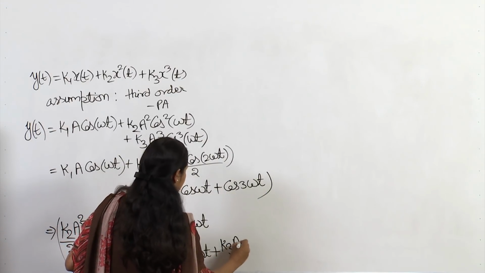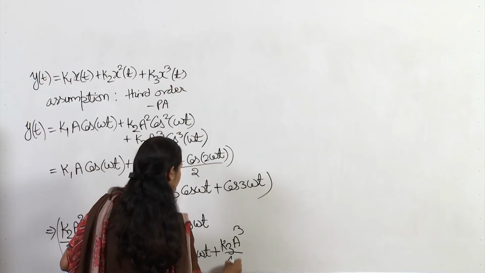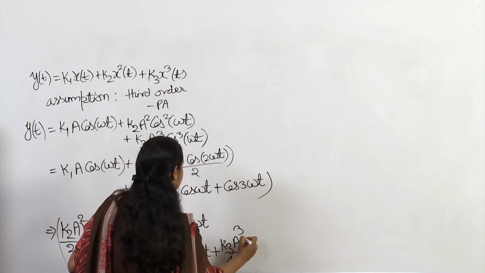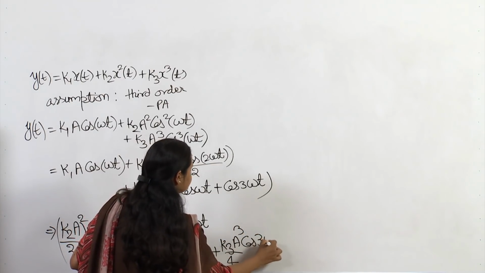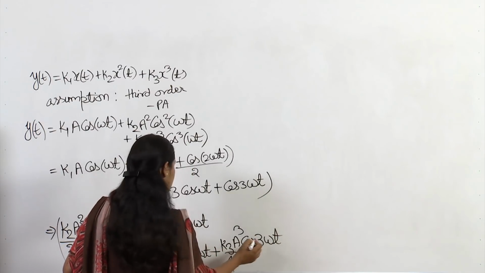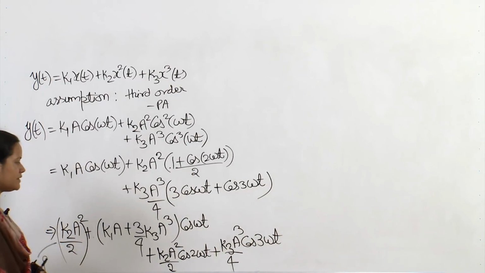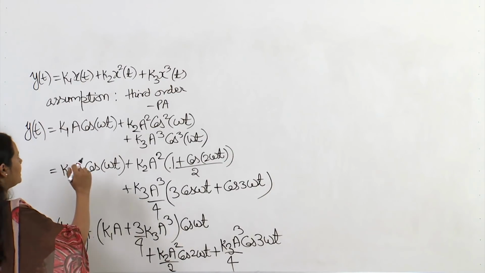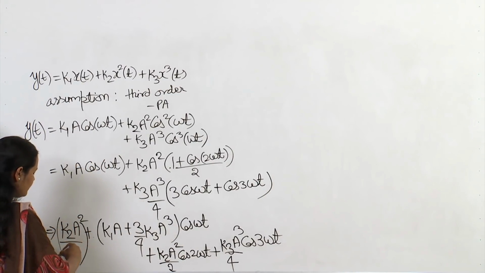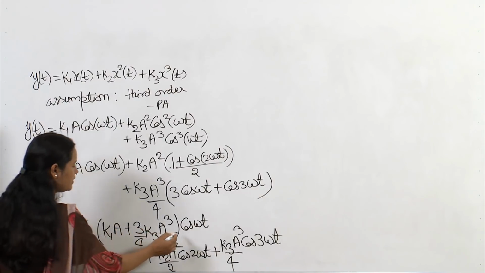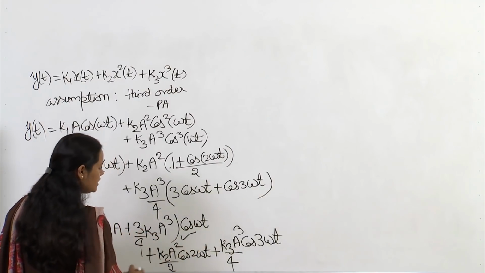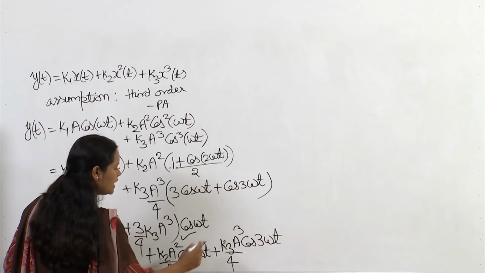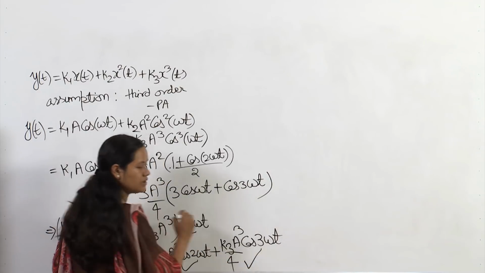and k3 A cube divided by 4 cos 3 omega t. So if you look at this expression, we will have 4 components from here. If we apply a single sinusoidal signal, one will be at DC, one will be at our original signal frequency, one will be at second harmonic, and one will be at the third harmonic.